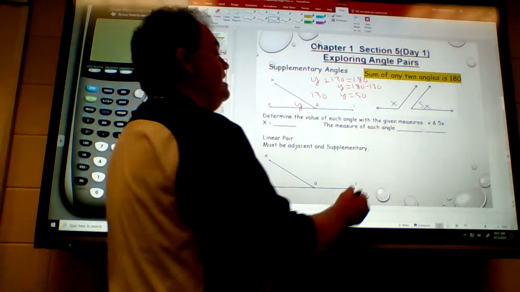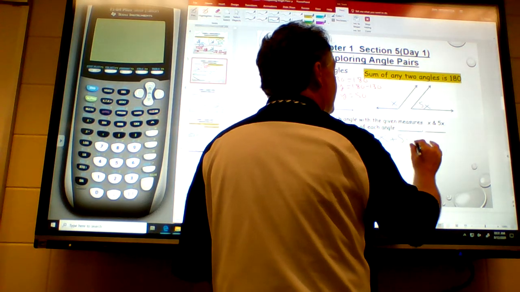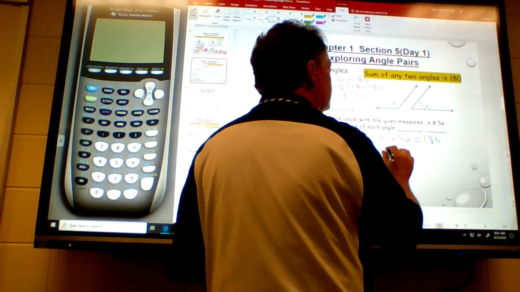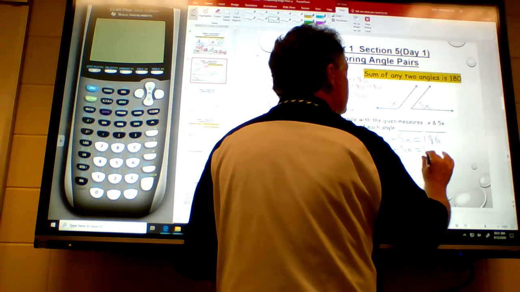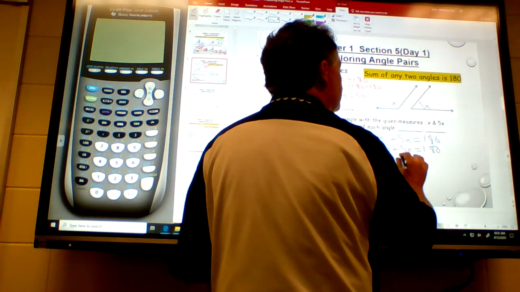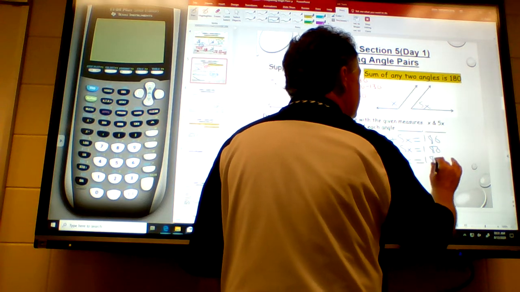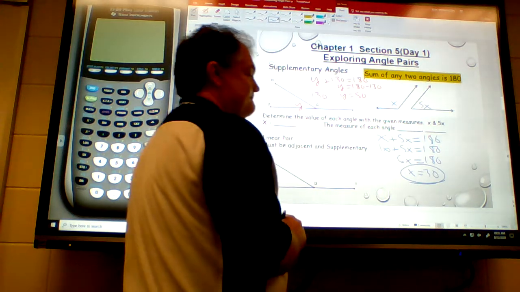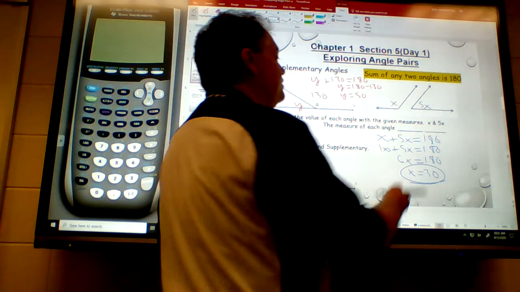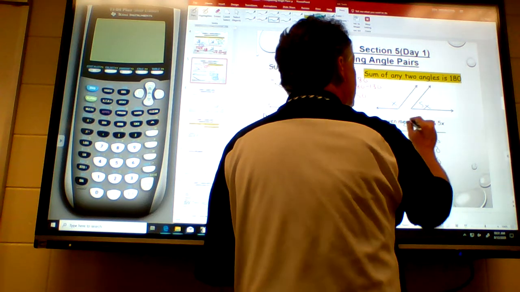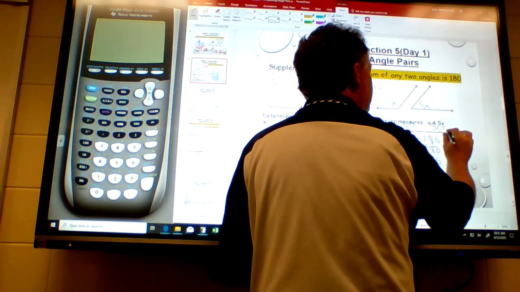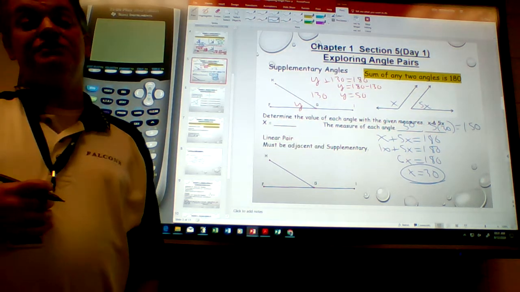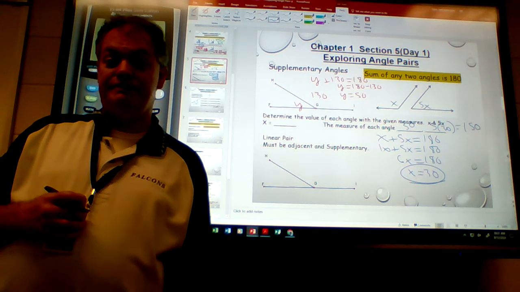All right, so now I have x plus 5x equals 180. And remember, that is 1x plus 5x equals 180. So therefore 6x equals 180. Therefore x equals 30. So x equals 30. Now, the first component is just simply x, so x is 30. But the other component is 5 times 30, which equals 150 degrees. And if you check that, 150 plus 30 does equal 180 degrees.